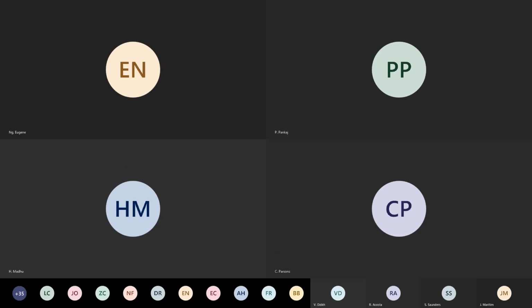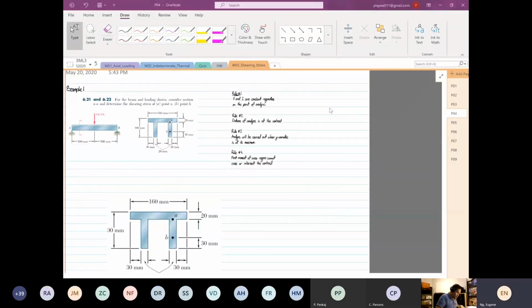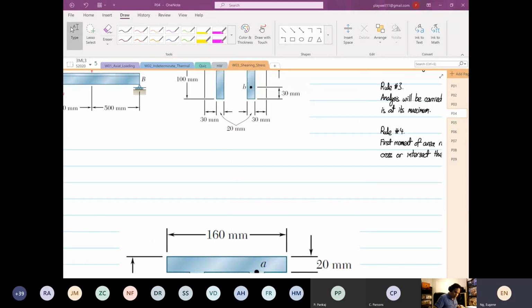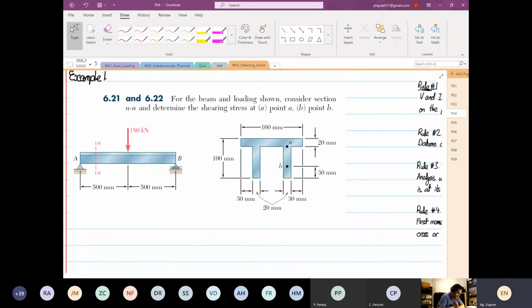So we are going to look into this example now. Okay, we are going to view this example. This example is basically a simply supported beam, right? We're going to determine the shearing stress at point A and then at point B.